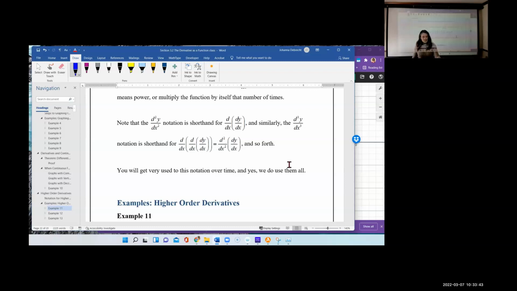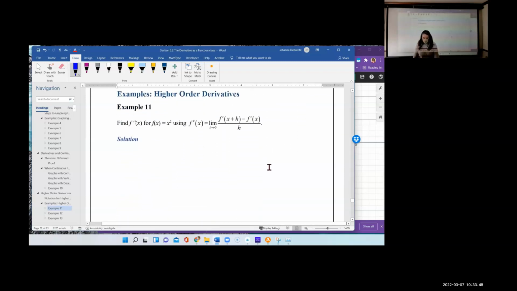Now let's take a look at a relatively simple one. We want to find the second derivative using our notation that we have right here. So we're going to start by finding f prime of x.